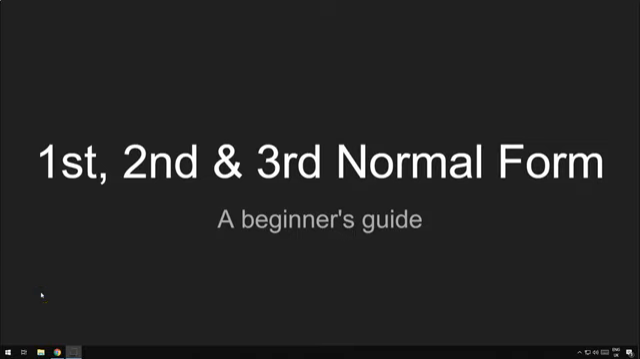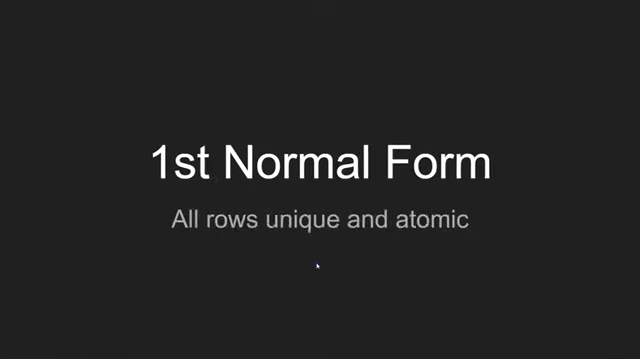Hello and welcome to this beginner's guide to first, second and third normal form when looking at database normalization. So let's get started. First normal form. This one is nice and simple. All rows must be unique and all cells must contain atomic values.